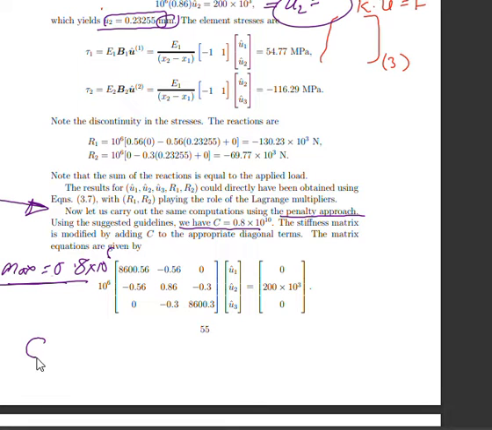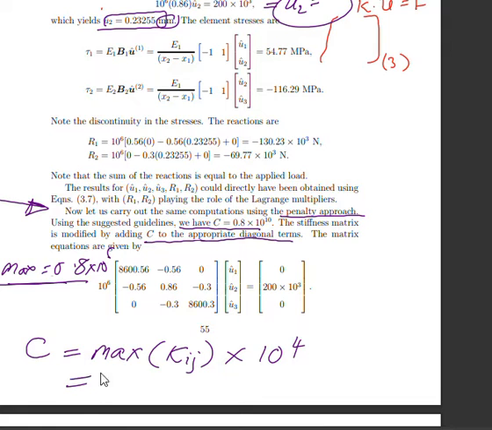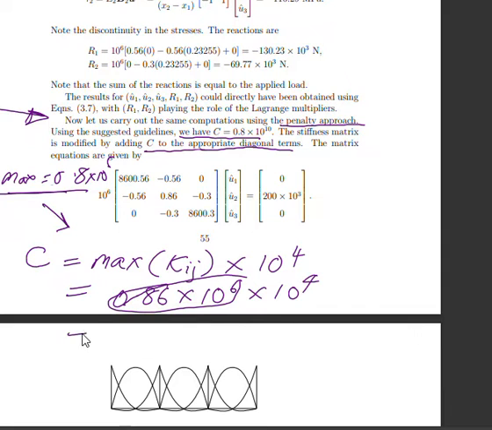Now for the penalty approach, you add c as the appropriate diagonal terms. The equation is c is equal to max of kij into 10 power of 4. What is the maximum value of kij? It is 0.86 into 10 power of 6 into 10 power of 4. This is the maximum value we have identified. So this is equal to 0.86 into 10 power of 10. This is the final value of c.